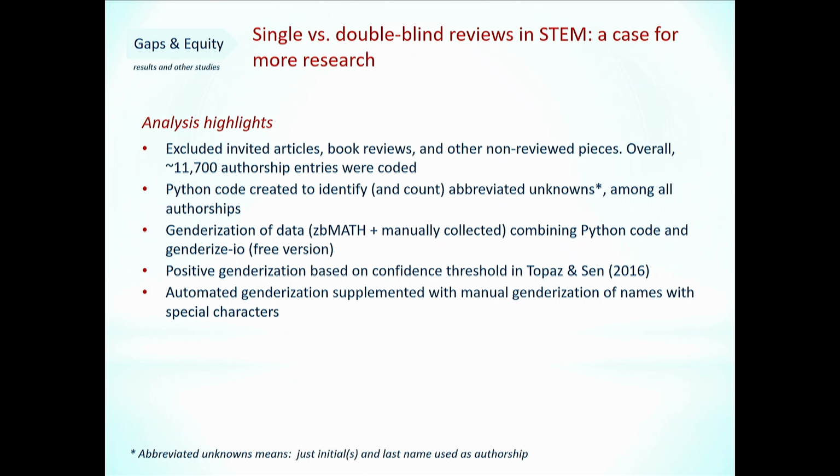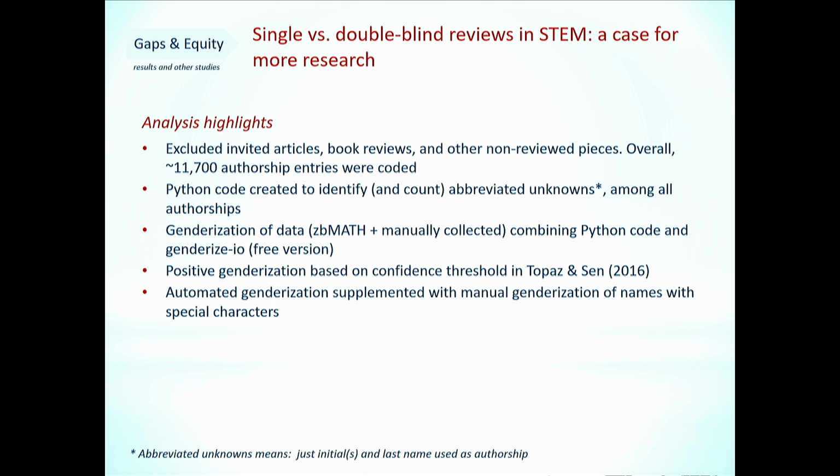Python code that Ben created was used to identify and count abbreviated unknowns. Elena said a little bit about this, but when we analyze genderized data, we use first names. So if first names are abbreviated with initials, we just can't genderize them. In order to speed up the process, we use methods that are robust but are free.